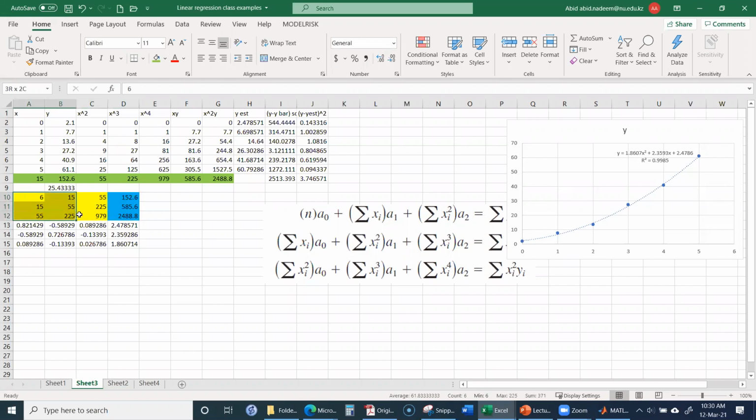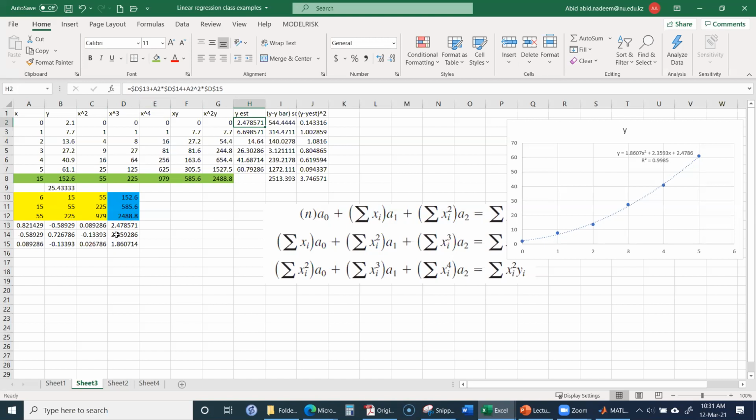So we have this system of three 3x3 equations. For solving it on Excel, I took the inverse of that. You can see I took the inverse, and then I multiplied this inverse with this column matrix, and then I got this final answer 2.47. Using this answer of 2.47, I calculated the estimated value of y using the equation.